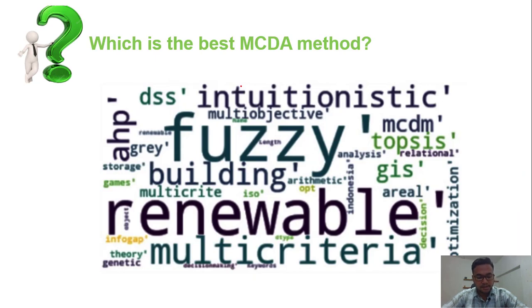So in this case, we need a method to choose the suitable site for energy generation. The well-known method is MCDA, multi-criteria decision analysis. In multi-criteria decision analysis, there are a lot of approaches like fuzzy, AHP, analytical hierarchy process, MCDM, TOPSIS, etc.